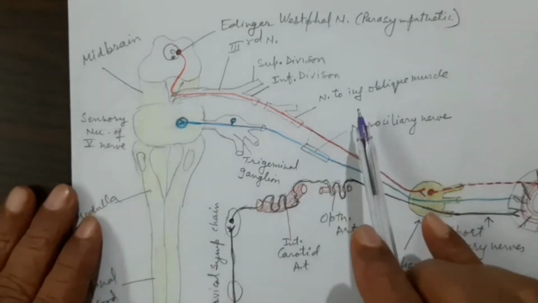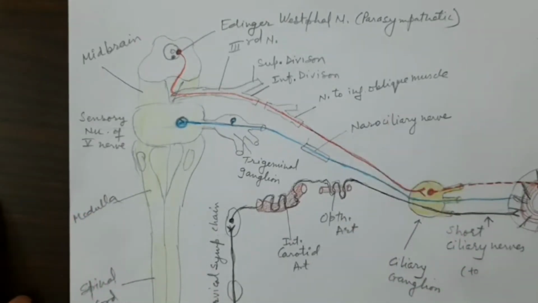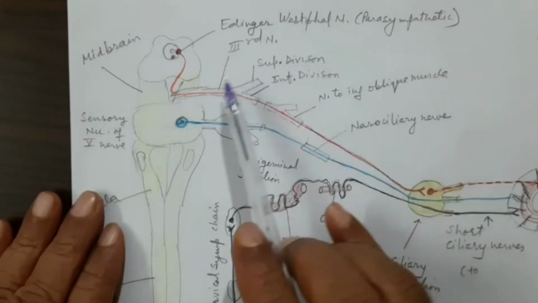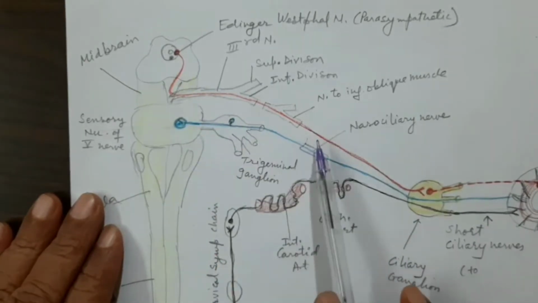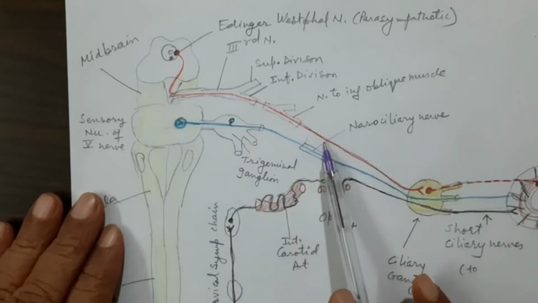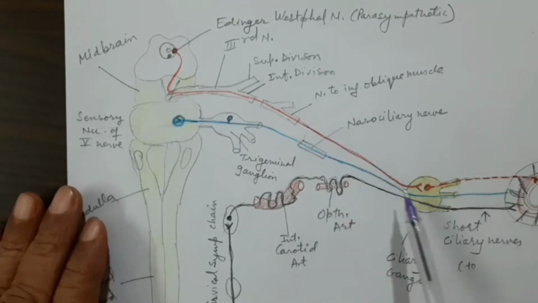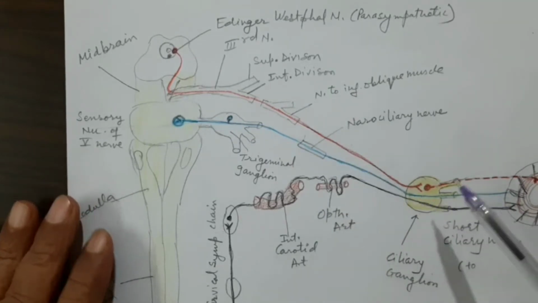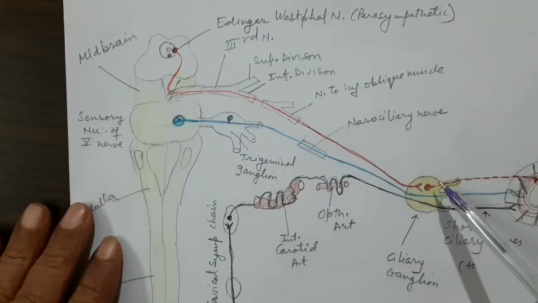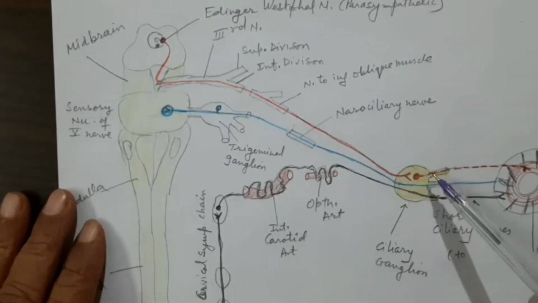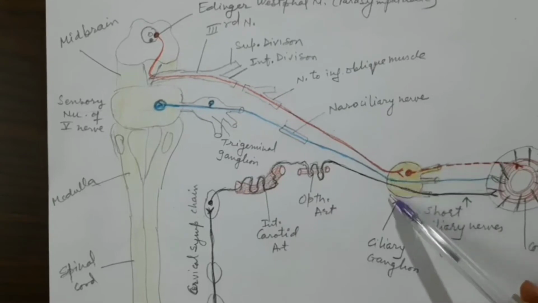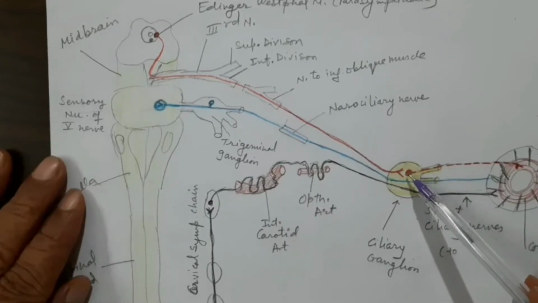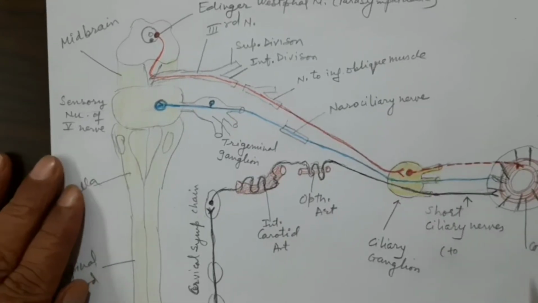That means the nerve to the inferior oblique muscle will send the parasympathetic preganglionic axonal fibers which are arising from the Edinger-Westphal nucleus in the midbrain, then these will go and terminate into this tiny ciliary ganglion which is near the apex between the optic nerve and the lateral rectus muscle, where it will relay.